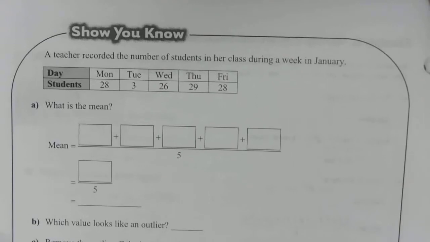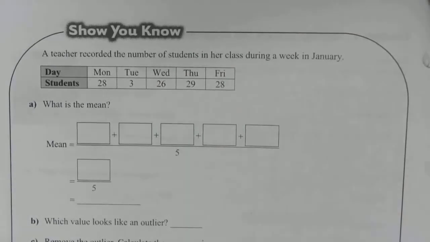So here we go, another one for you to try with some new data. Please go through. Looks like you're dealing with the mean and then removing the outlier and then recalculating. Go ahead.